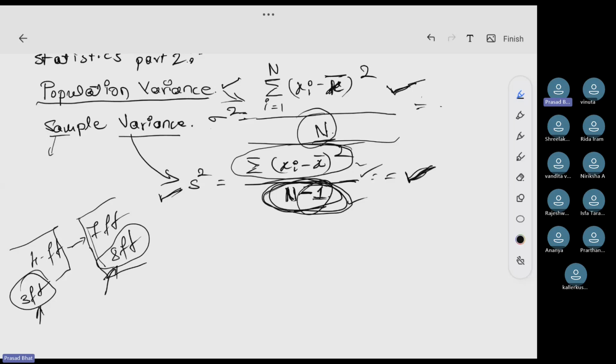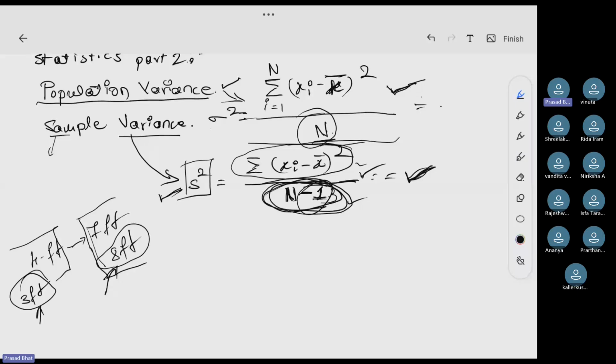However, there are cases when you actually reduce this n by 2, even 3 is also taken in certain cases, just simply to increase the variance by some factors. That's all. And that is represented by s square.